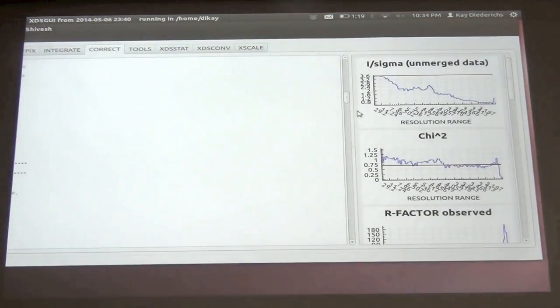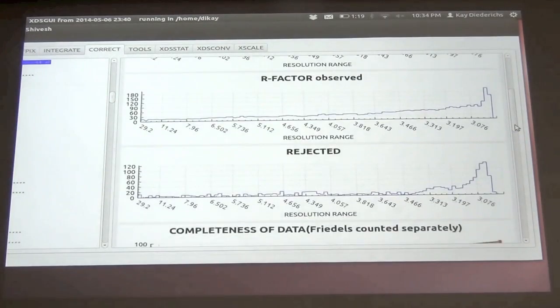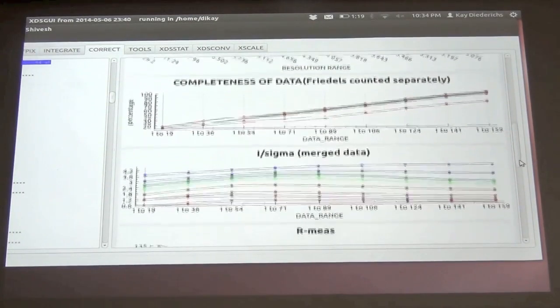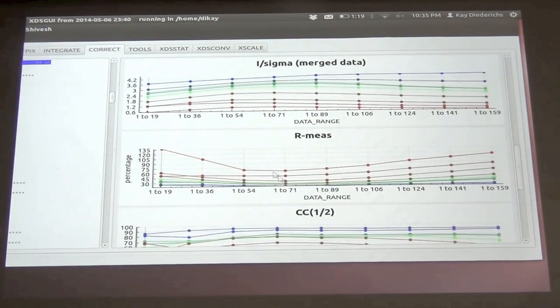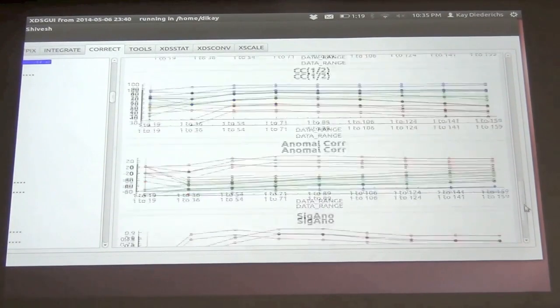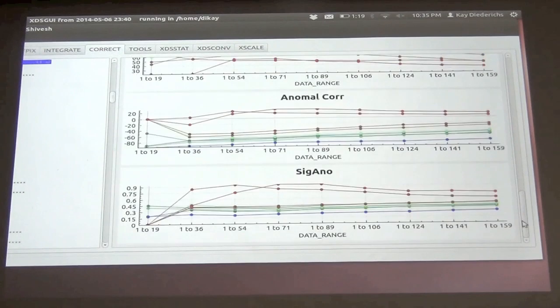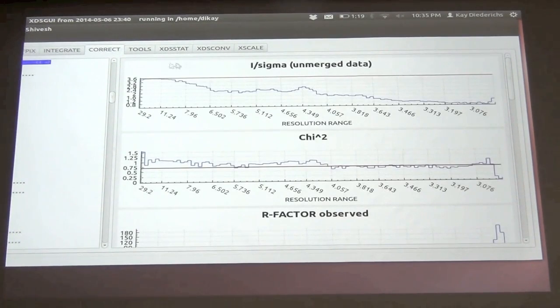Just since we're at the end of our time, down here you see the R values, R factor as a function of resolution, projections, completeness of the data. These are the curves. The different colors correspond to 9 different resolution ranges. I over sigma is plotted, R-meas is plotted, CC1/2 is plotted for the different resolution ranges. The anomalous correlation and SigAno. So we get all the indicators in the plot, first as a function of resolution, and then down there as a function of data range. And then, in this case, we have to work more on these data.